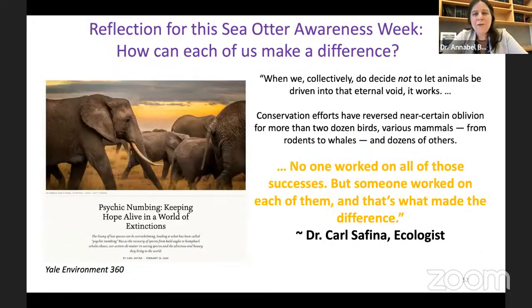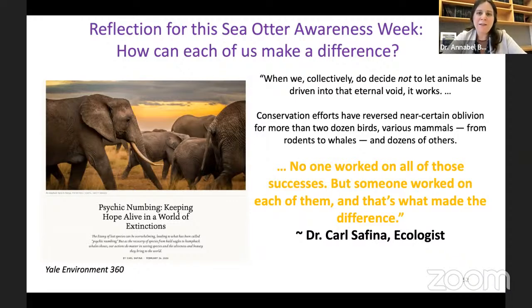Finally, I want to end with a bit of a reflection for Sea Otter Awareness Week, thinking about how each of us can maybe make a difference. This is a quote from Dr. Carl Safina, a famous ecologist, that I come back to over and over when I start to lose hope, when the headlines just seem too awful and it's hard to come back to conservation work.